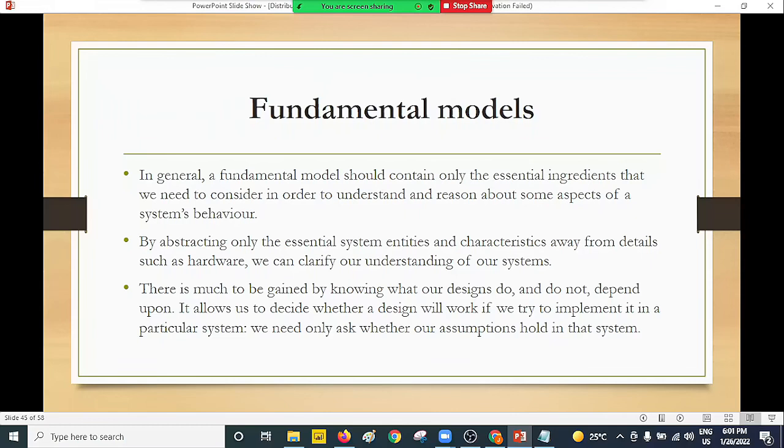So how do we have some kind of models or fundamentals, as the name suggests, so that we provide the right design for the various categories or components that we have already seen. So we are going to look at the various categories of fundamental models. In general, a fundamental model should contain only the essential ingredients that we need to consider in order to understand and reason about some aspects of system behavior.